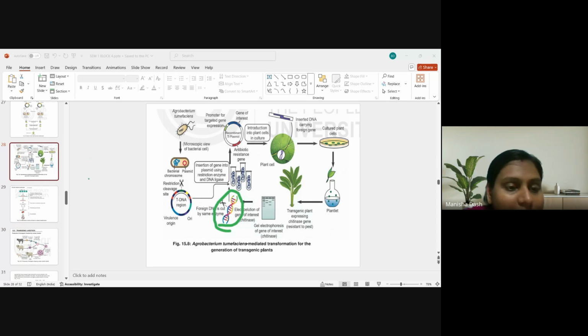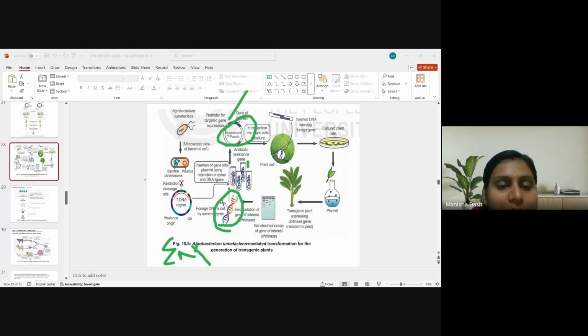Then there is formation of this recombinant Ti plasmid, which is carrying the gene of your interest, this blue color. This is the promoter gene for expression. So again, we can say this is an expression vector, not only a cloning vector, because it will actually express the gene of your interest into protein. Then you can introduce it into the plant cell.